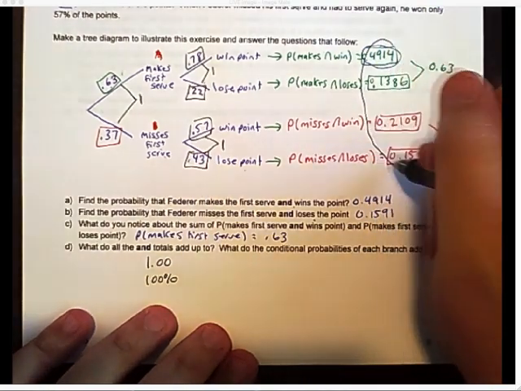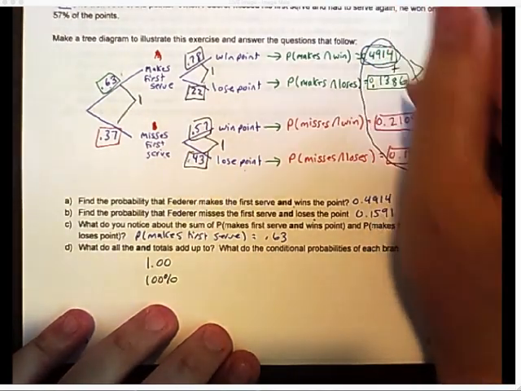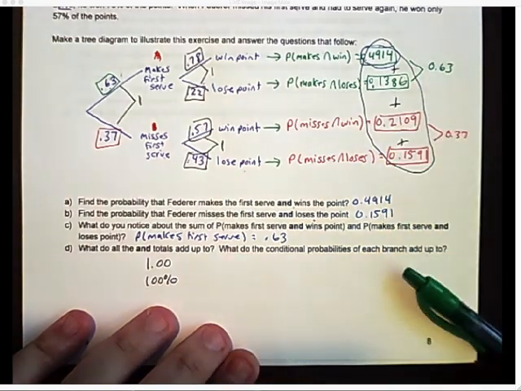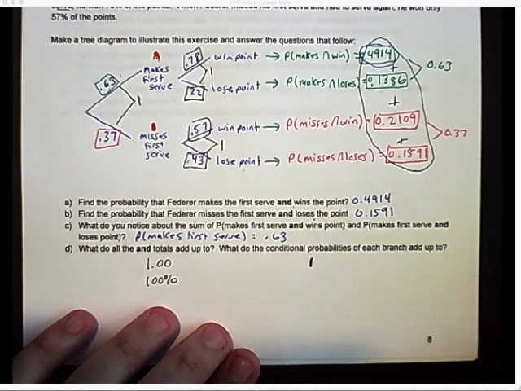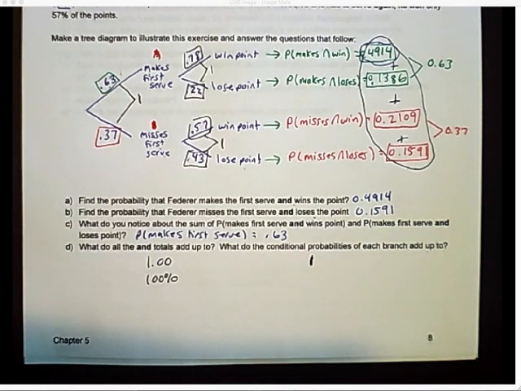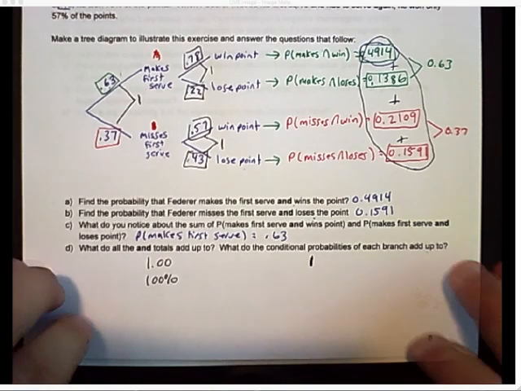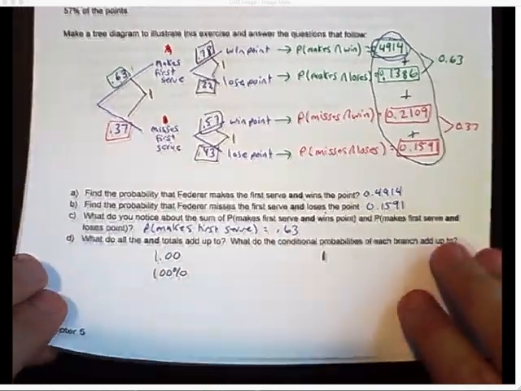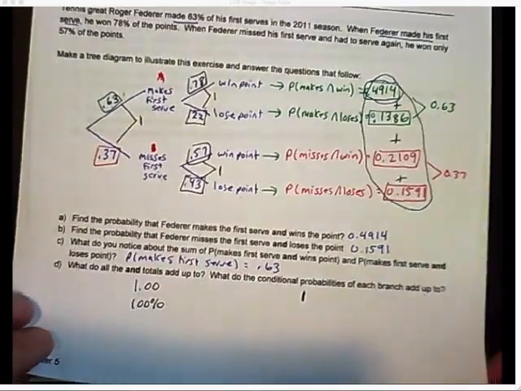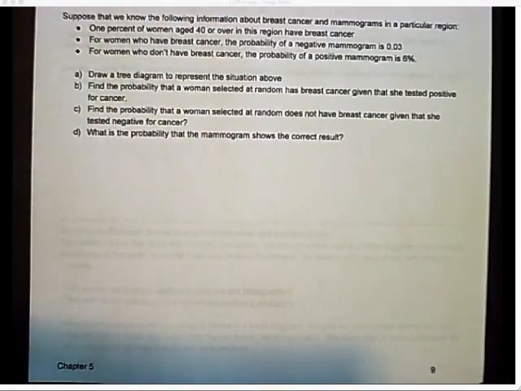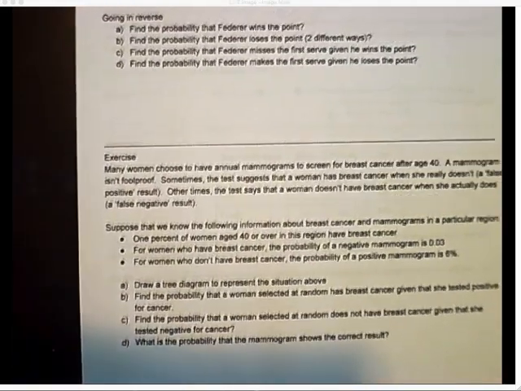Okay. So these two add up to 1, these two add up to 1, these two add up to 1. And all four of these add up to 1. Right? That should be true in every tree diagram. In every tree diagram, that should be true. Yeah, they can get a little bit more complicated, but that's the general idea. All right. So now, we're going to go in reverse a little bit.